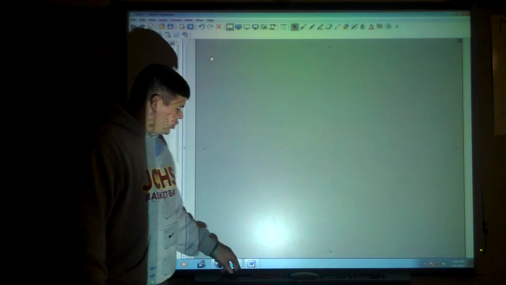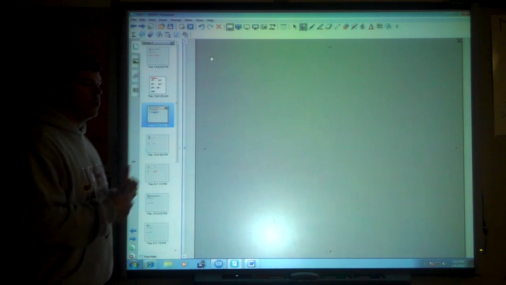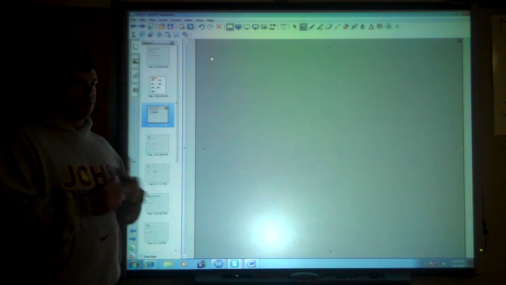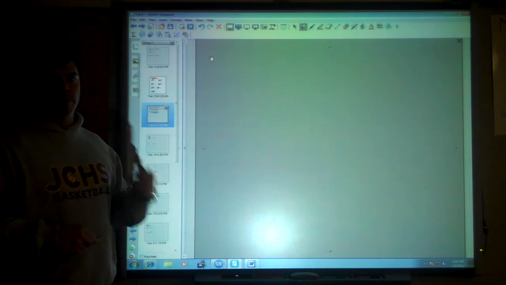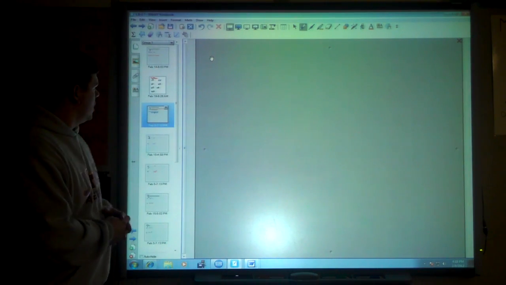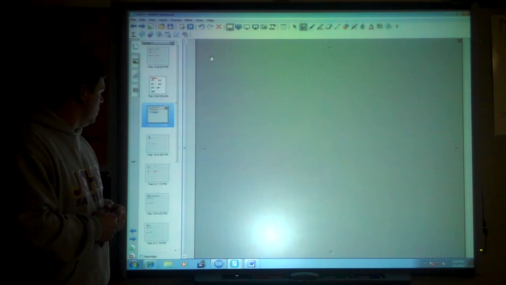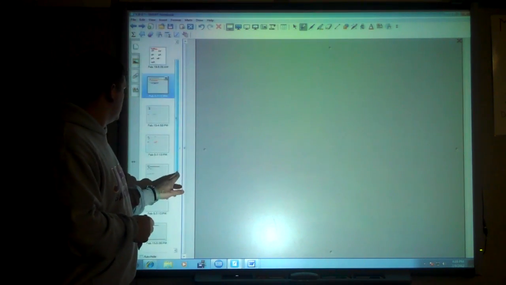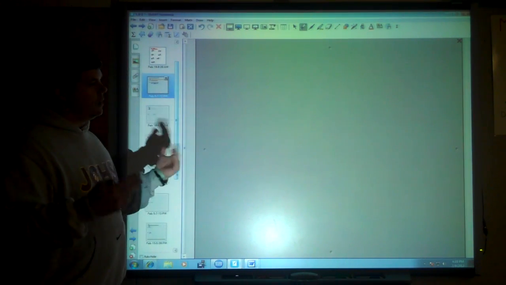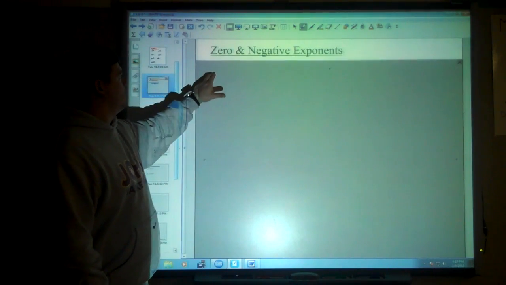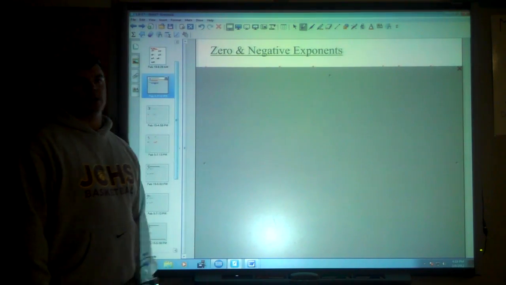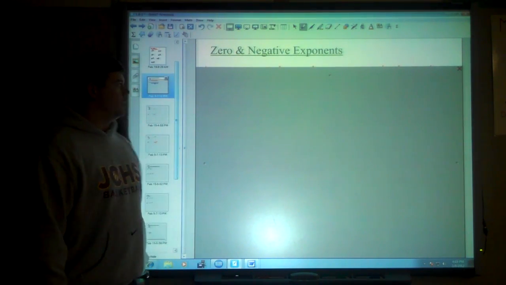Algebra lesson 8-2. Now that we've looked at exponents and some of the relationships of products of powers, powers of products, and powers of powers, we want to look at a couple of special scenarios that a lot of people tend to get confused by and not quite understand. They're easy, but there's also some confusion to them, and that's zero and negative exponents. What to do with zero and negative exponents.